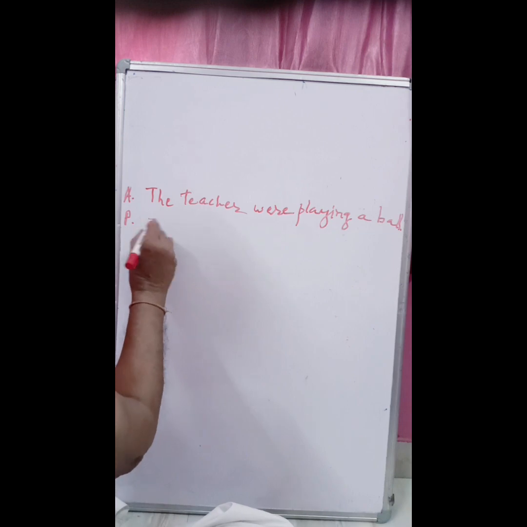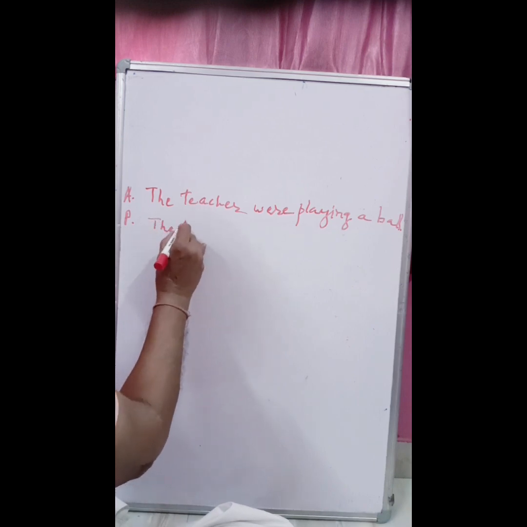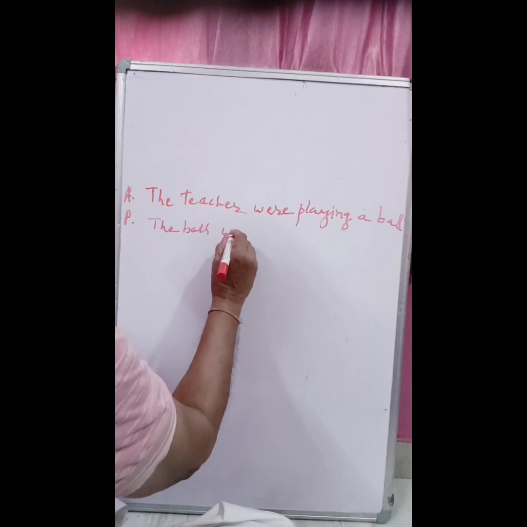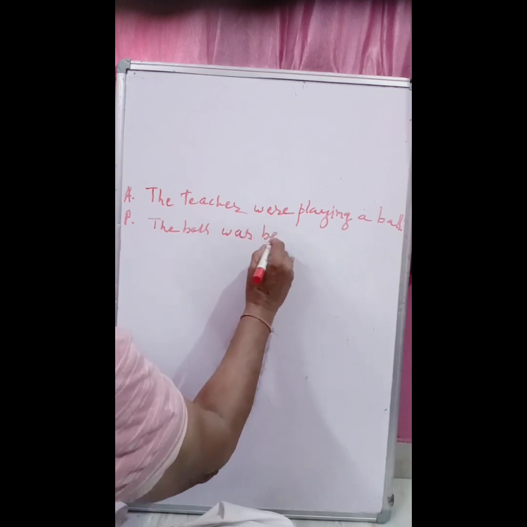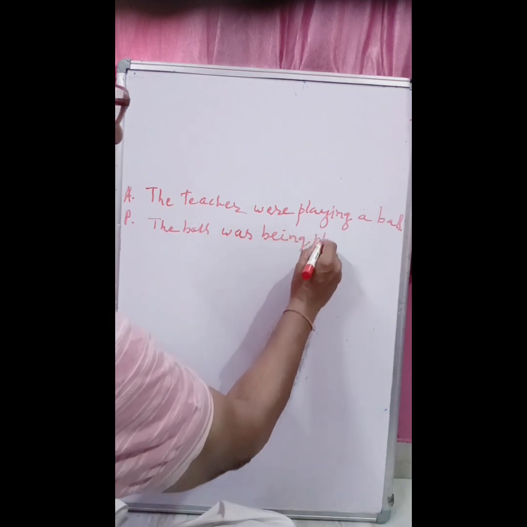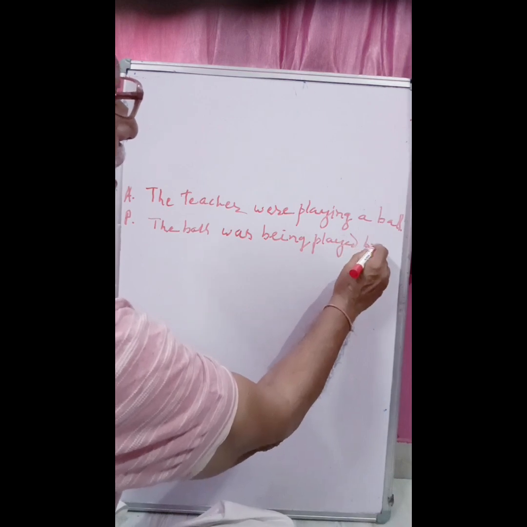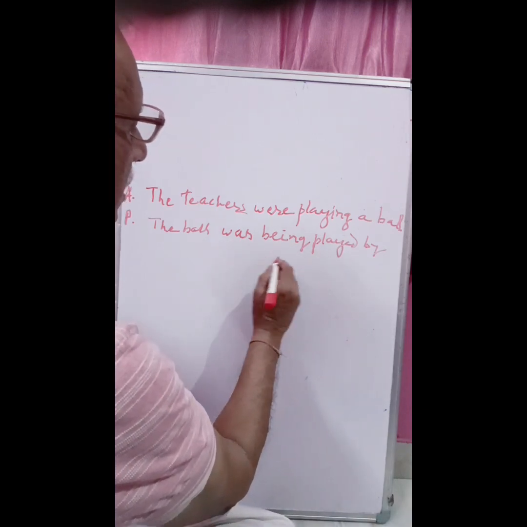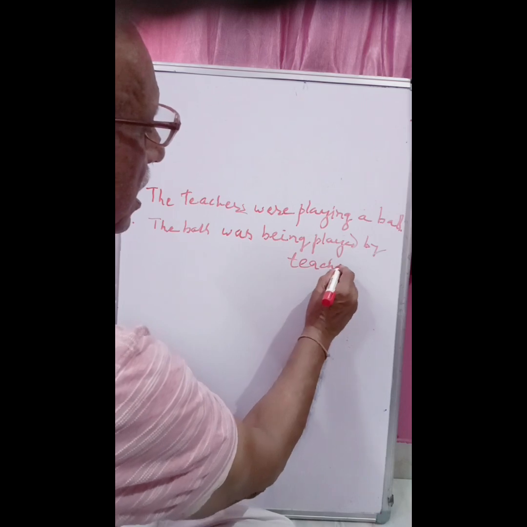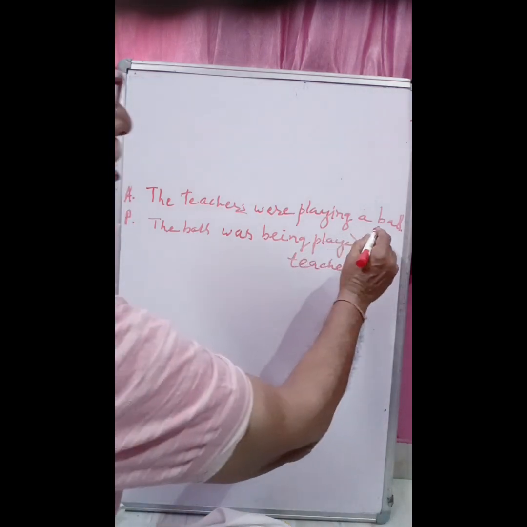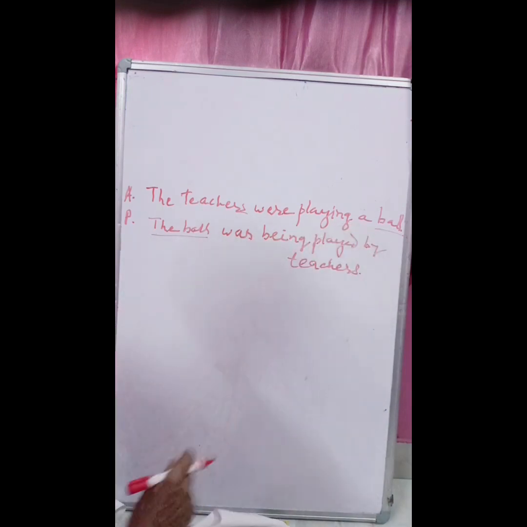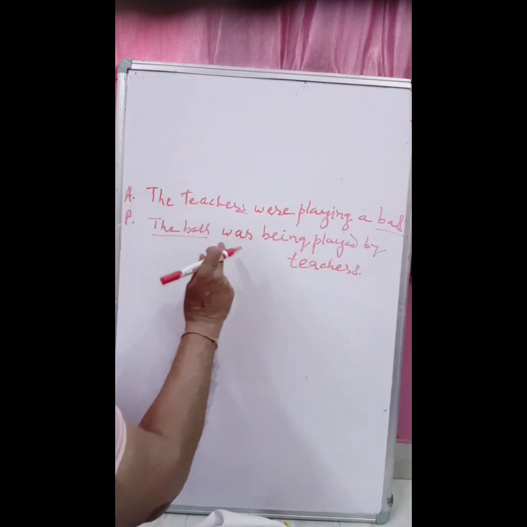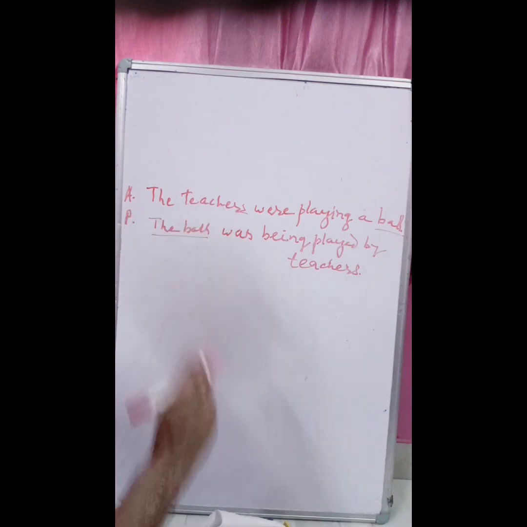That will come here. So the ball. Now, ball is singular. The ball was being played by the teachers, because this object becomes your subject. The teachers were playing, so the ball is singular, so it was being played by whom? By the teachers.